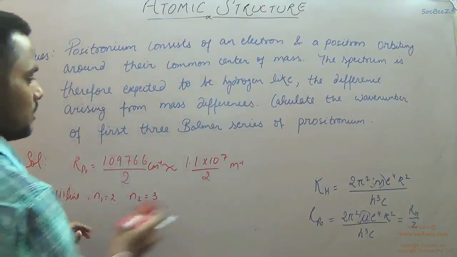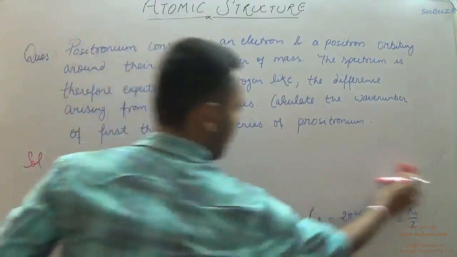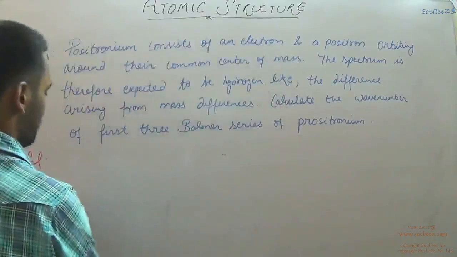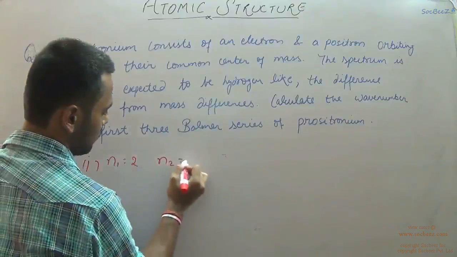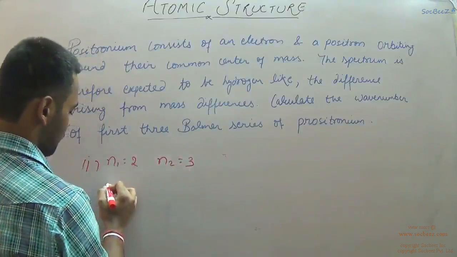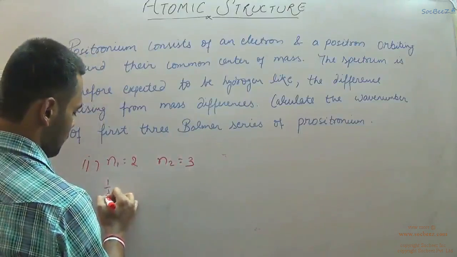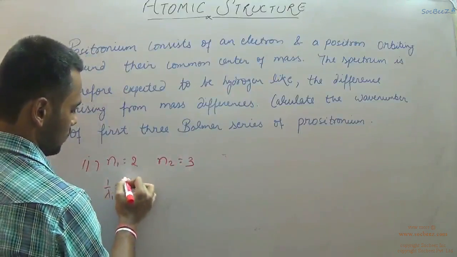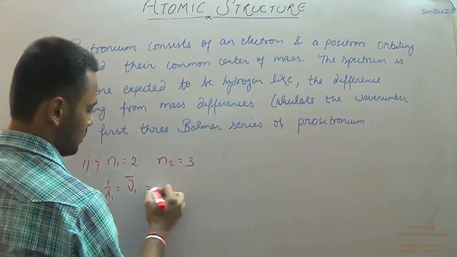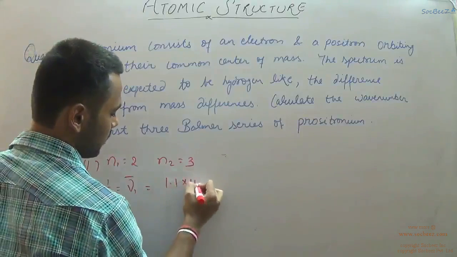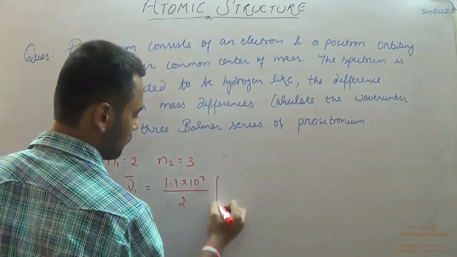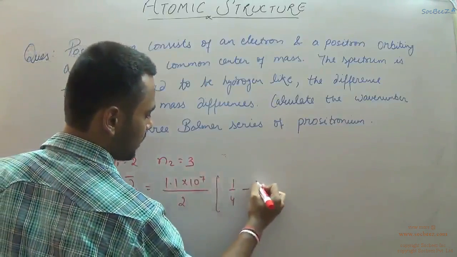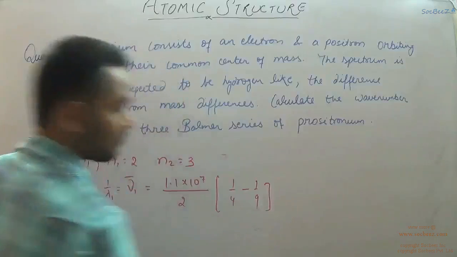Okay, so the first line comes out to be n1 equals 2, n2 equals 3. Therefore, the wave number, that is 1 upon lambda 1, or wave number 1, is 1.1 into 10 raised to the power 7 upon 2, into 1 upon 4 minus 1 upon 9.